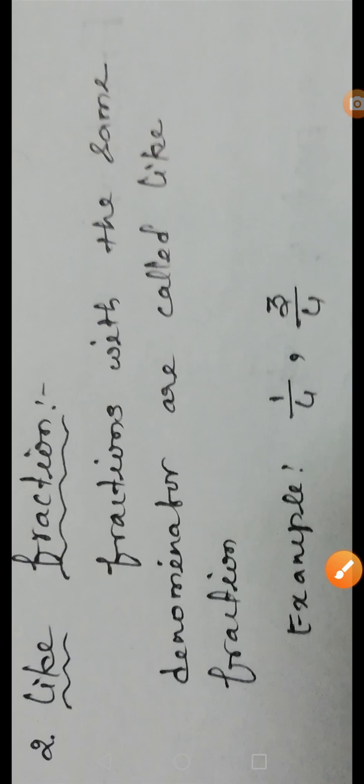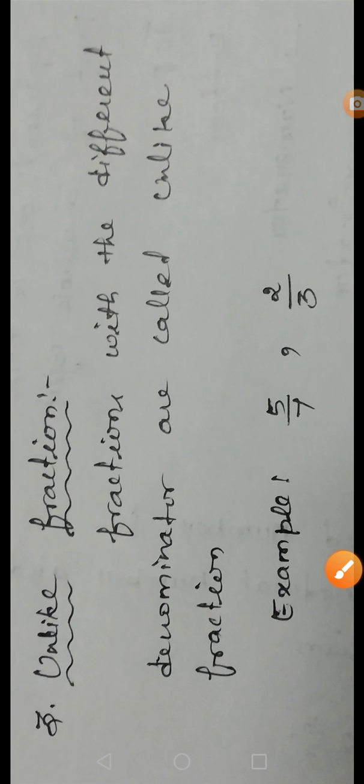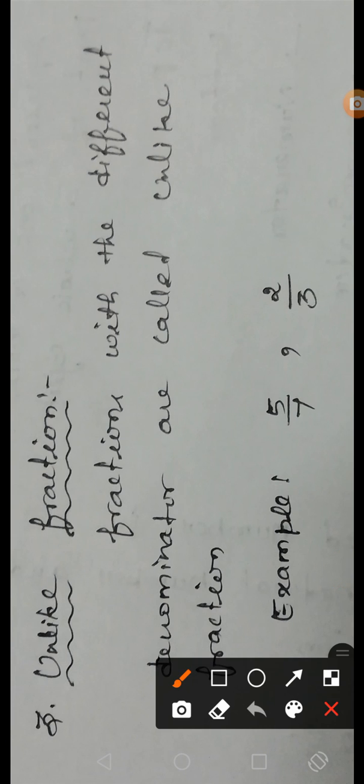Okay, then another type, unlike fraction. How to identify unlike fraction? Fractions with different denominators are called unlike fractions. We can take 2 or 3 fractions, and if they have different denominators, we can call them unlike fractions. Do you understand? I hope so.